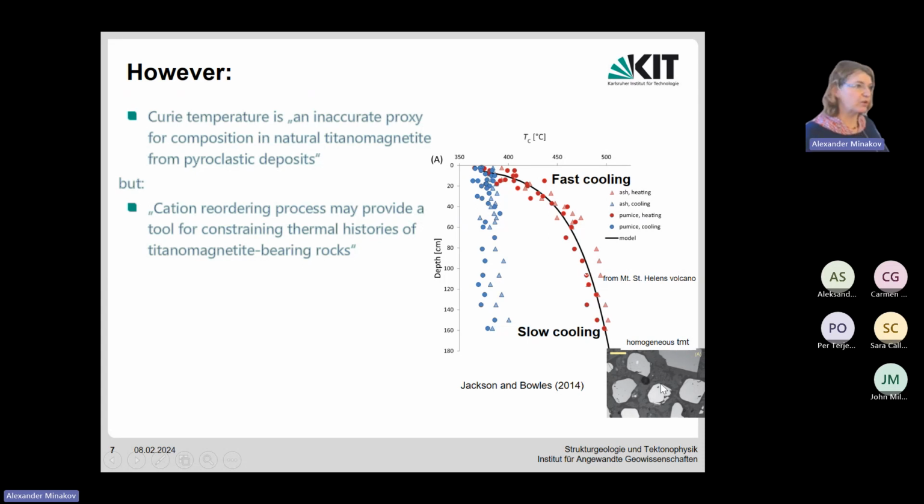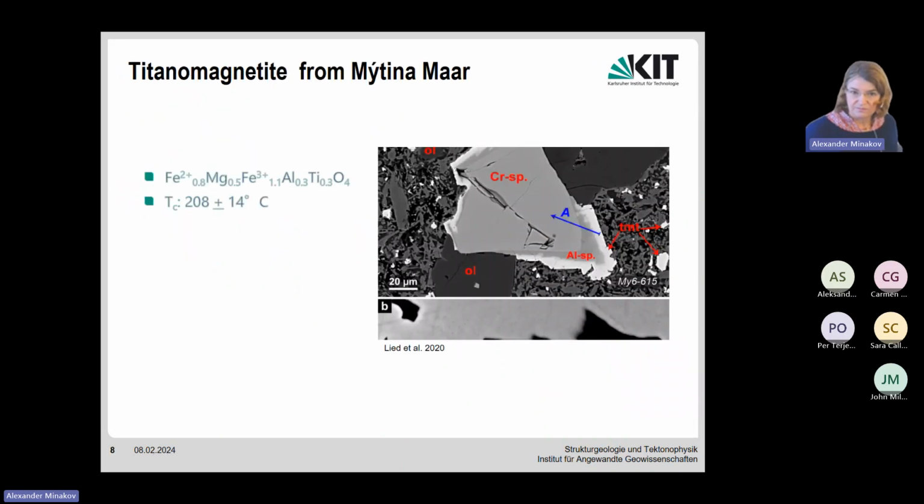You would expect only one Curie temperature, homogeneous, high titanium concentration. But what you see here now is that your Curie temperature from the heating leg is much higher than the Curie temperature from your cooling leg. Therefore, they said that Curie temperatures might be an inaccurate proxy for composition in natural titanomagnetite, but these cation reordering processes that they assume are documented here may provide you a tool for constraining thermal histories of the titanomagnetite bearing rocks.